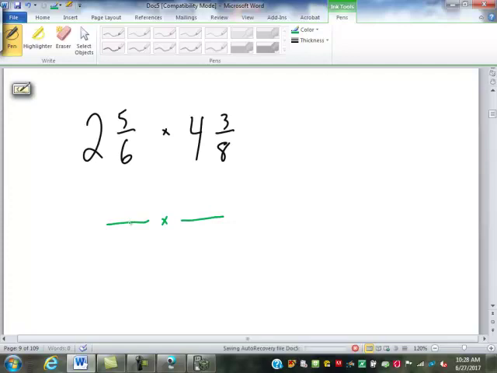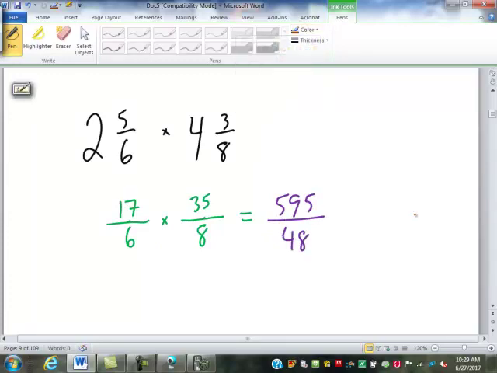So let's see how you're doing so far. What's this first improper fraction going to be? 17 over 6. What's the second one going to be? 35 over 8. Yep. And of course, you multiply 17 times 35 is 595. 6 times 8 is 48.